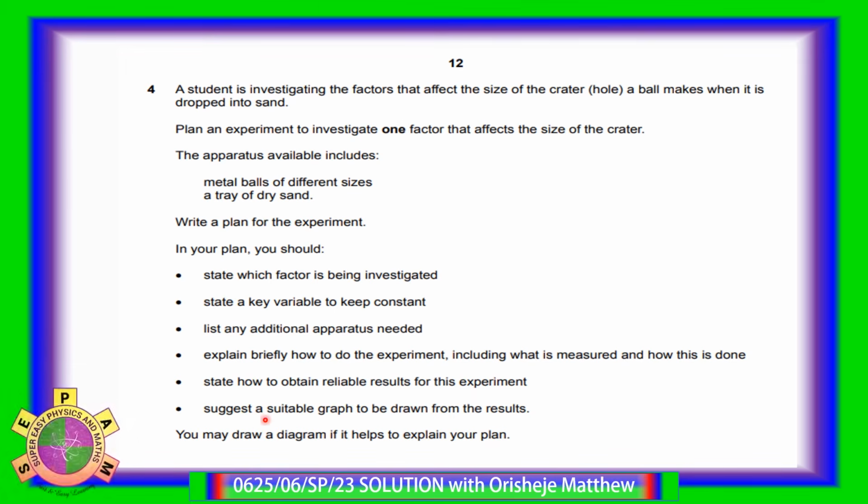State how to obtain reliable results for this experiment, 5 marks. Suggest a suitable graph to be drawn for this, 6 marks. Then one additional piece of information that you will give as you are doing it: you have to repeat your experiment. When you drop the ball on the sand, it's going to create a hole. So before you drop it the second time, you have to make sure that you flatten the top of the sand. So you have 7 marks. Planning an experiment is always 7 marks.